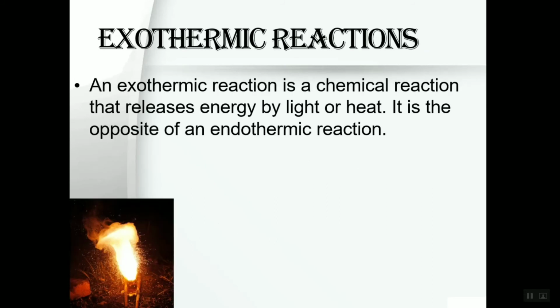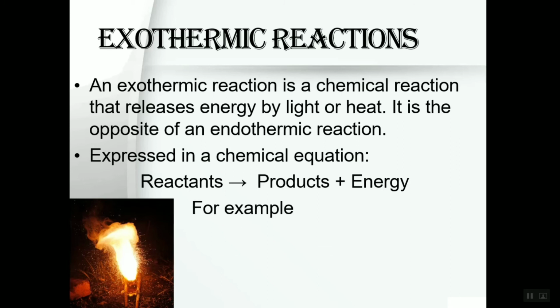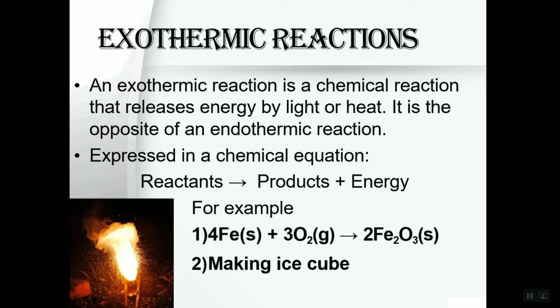Now exothermic reactions. An exothermic reaction is a chemical reaction that releases energy by light or heat. It is the opposite of an endothermic reaction. We can write the chemical equation as reactant gives products plus energy. For example, if we add Fe plus O2, it will form Fe2O3. This is an exothermic reaction. Second example, making of ice cube. One more familiar example, if we add calcium oxide in water, you will observe that the water becomes warm. So all these are exothermic reactions.